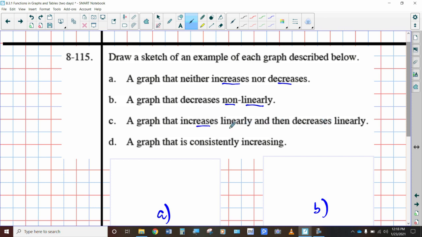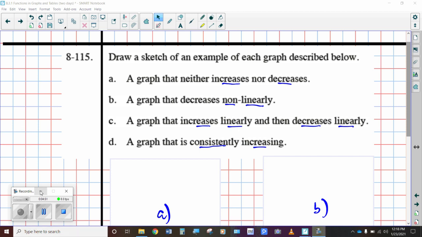So it's got to increase for part of it with a straight line and then decrease for part of it with a straight line. And the last one, a graph that is consistently increasing. Okay, so go ahead and I'm going to pause and make sure everything is in order down here. I would like for you to pause and follow these directions. Take about 10 minutes of your time to make those graphs nice and neat, and then label each one of them and make sure that each one of them fits this description.